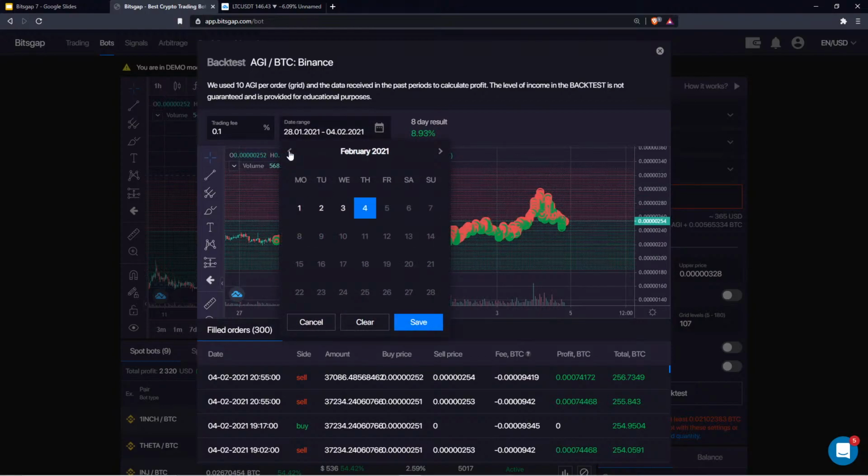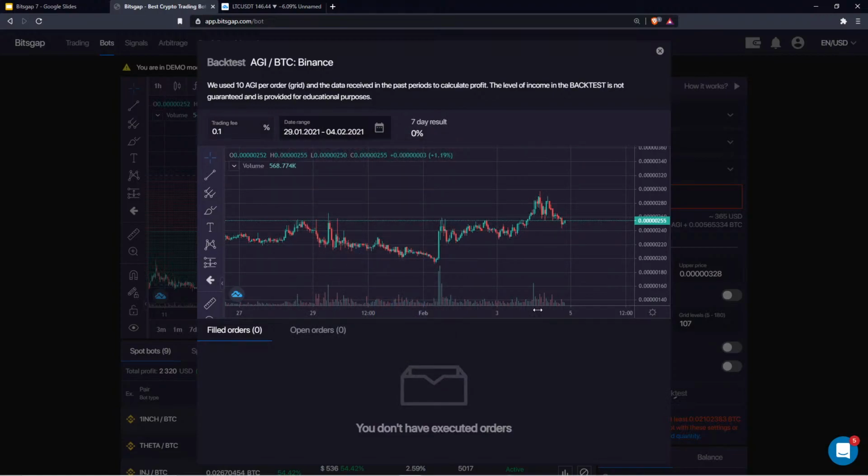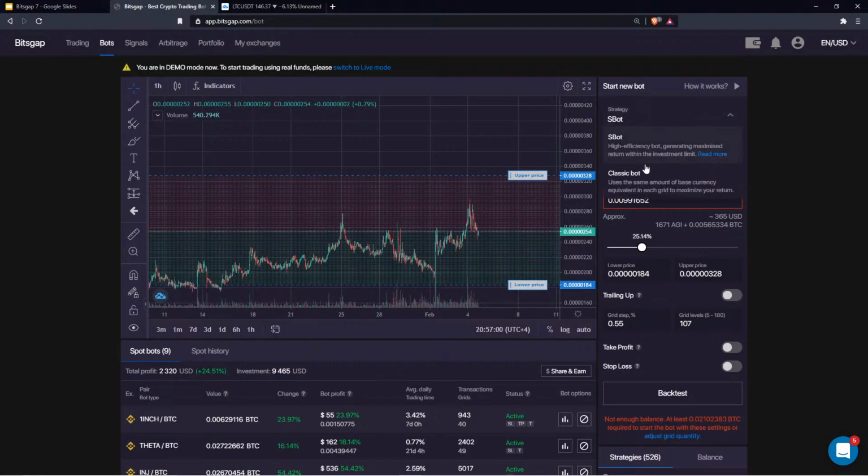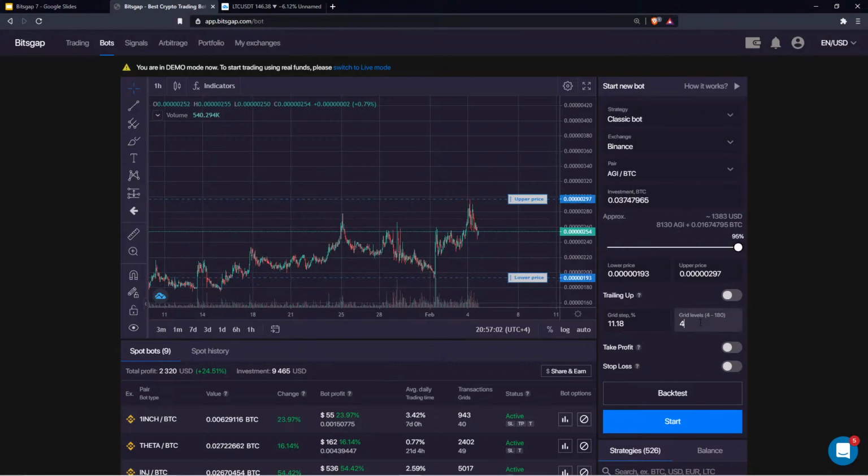So that's the point of backtesting, that you can see what would be the exact return if you would have launched the bot on this crypto 7 days ago. So that's the point. And you can compare this strategy with another one. Let's say classic bot on the same crypto, same amount of grid levels. Let's backtest it. And yeah, trading range is fine.